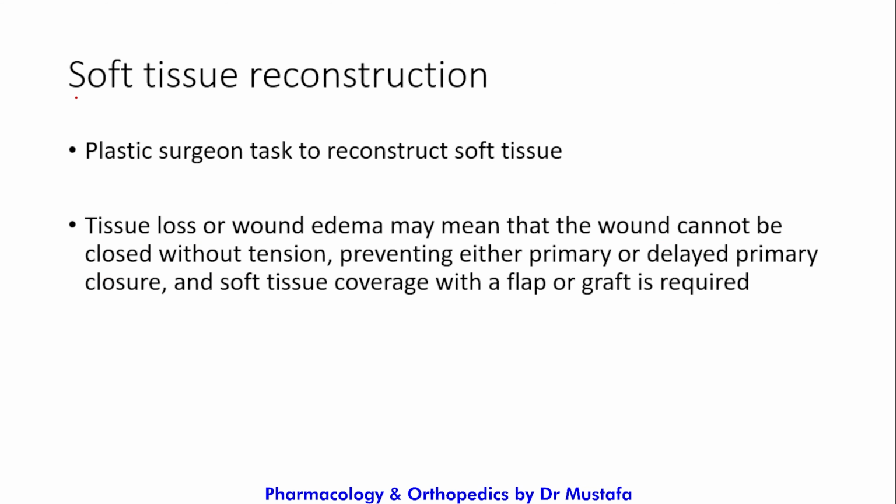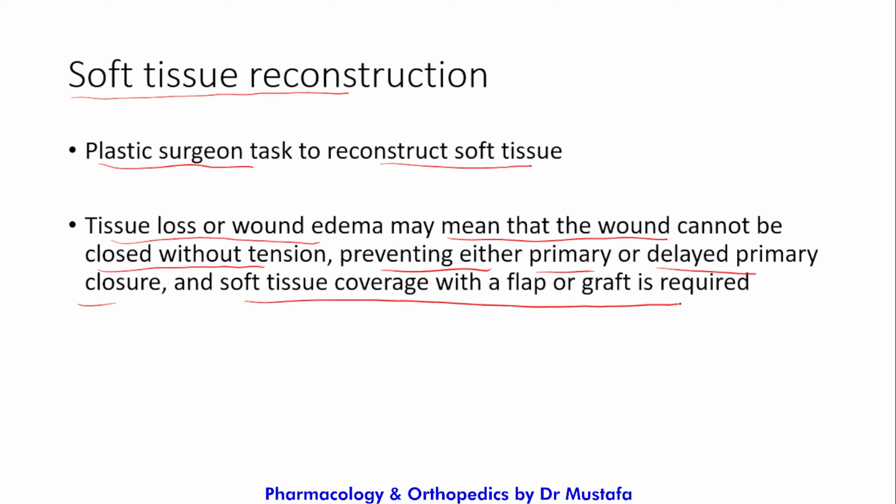Now let's talk about the soft tissue reconstruction of the open fracture wound. So this is the task of the plastic surgeon to reconstruct the soft tissue, and tissue loss or wound edema may mean that the wound cannot be closed without tension, preventing either primary or delayed primary closure, and soft tissue coverage with a flap or graft is required.